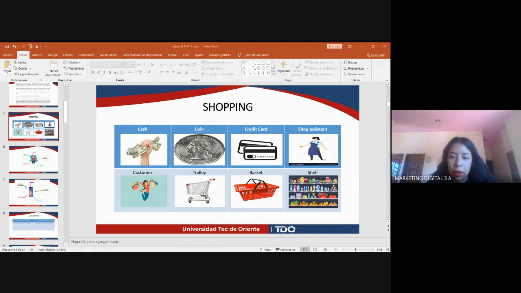Okay. So we have vocabulary about shopping. First, we have cash, coin, credit card, shop assistant, customer, trolley, basket, and shelf. Any question about this vocabulary? Do you have any questions about this vocabulary?